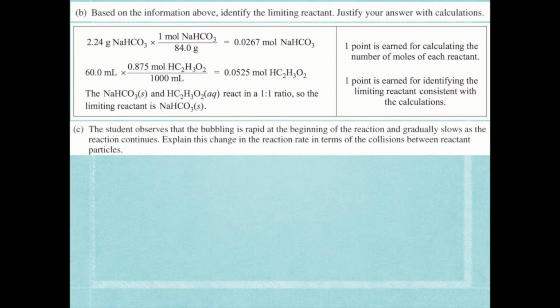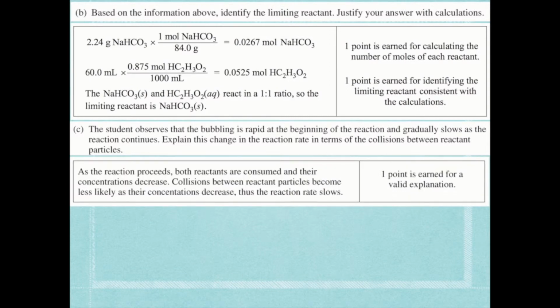Okay. In C it says the student observes that the bubbling is rapid at the beginning and gradually slows down. Explain this change in the reaction rate in terms of collisions. Well, as the reaction proceeds, my reaction rate is going to decrease. We've seen that. And the reason it decreases is because the concentration of your reactants decreases. So as your concentration of reactants decreases, the number of collisions is going to decrease, meaning that the reaction rate is going to slow down.